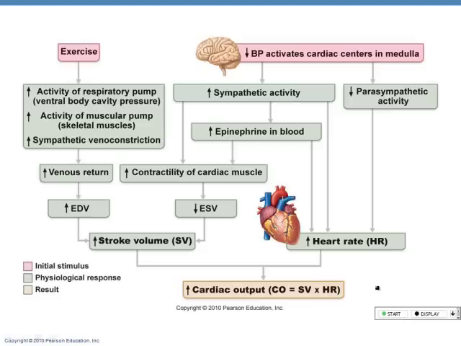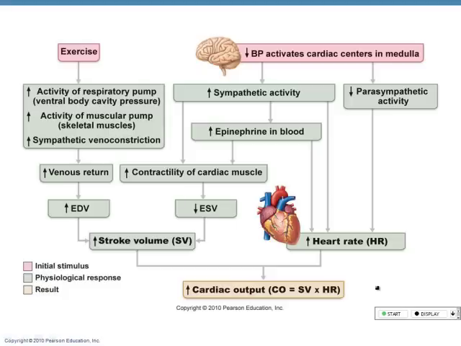What's EDV? End diastolic volume. Remember my favorite diagram in the whole world? There was an EDV in there. So the volume after diastole is end diastolic volume. That in turn is going to increase the stroke volume. When I increase the stroke volume, I increase what? Cardiac output.